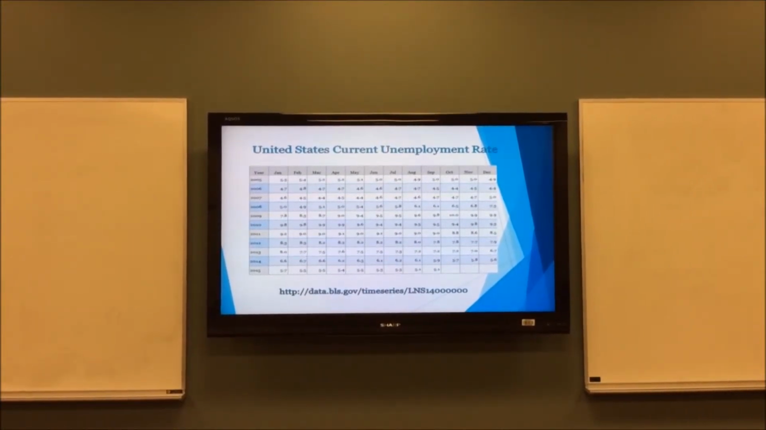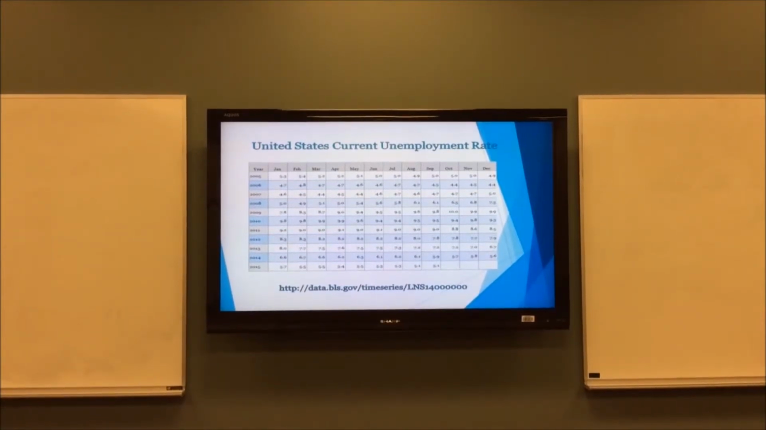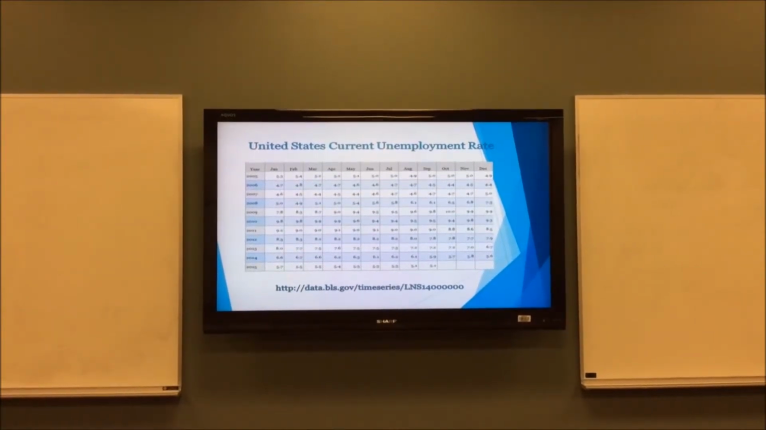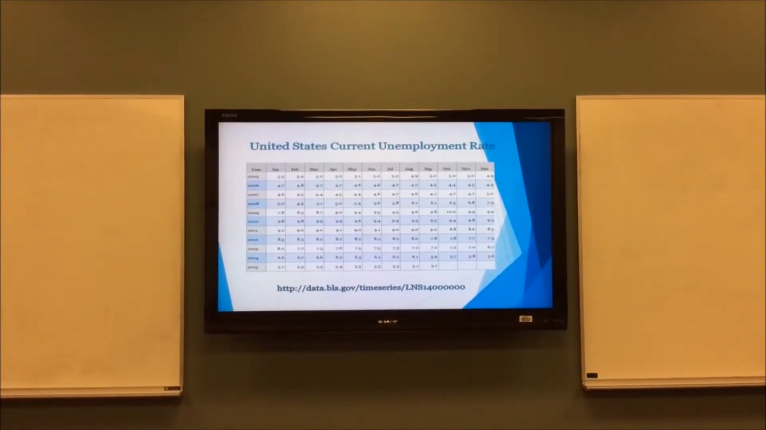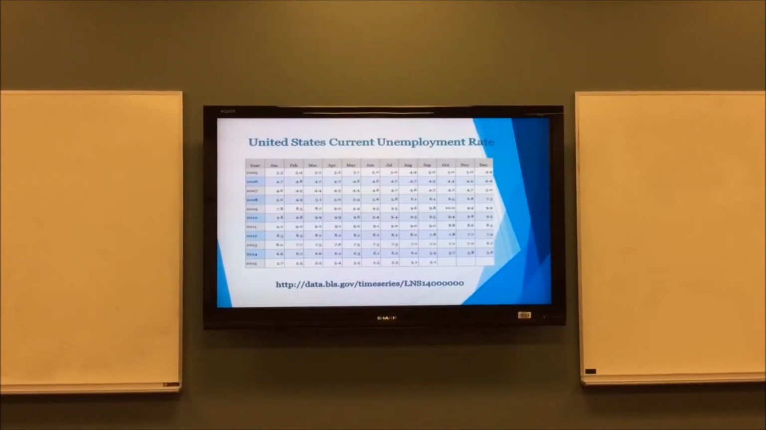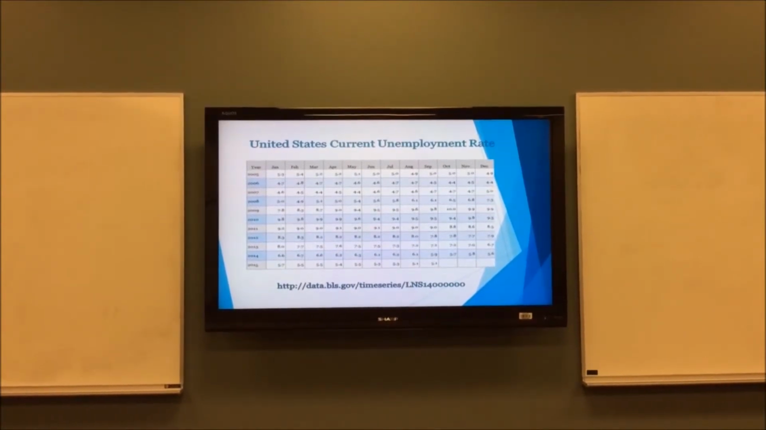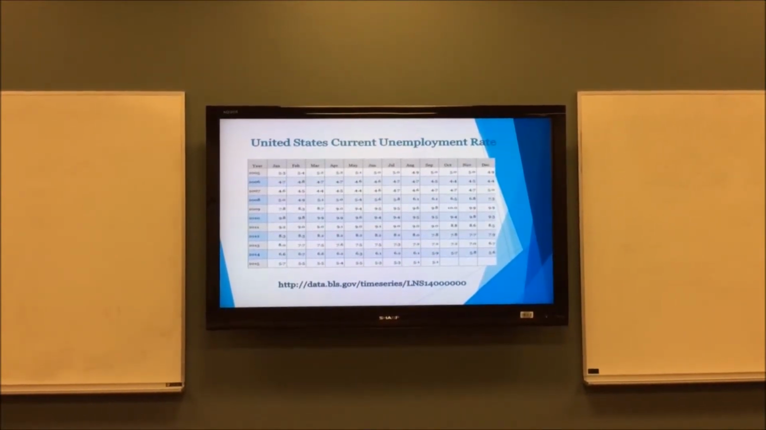2014, we saw some mega movement. It started at 6.6 and ended at 5.6. Today, in the year 2015, unemployment sits at 5.1%, starting the year at 5.7%. So we've seen a decrease from 2005 through our recession to now, ending with 5.1%.